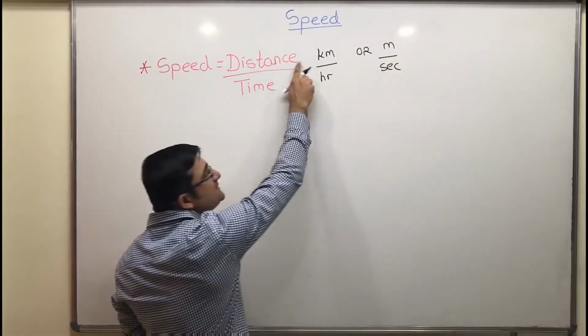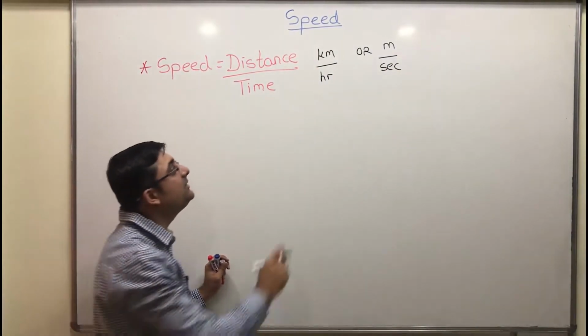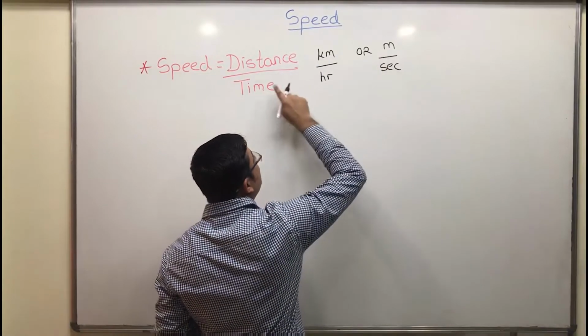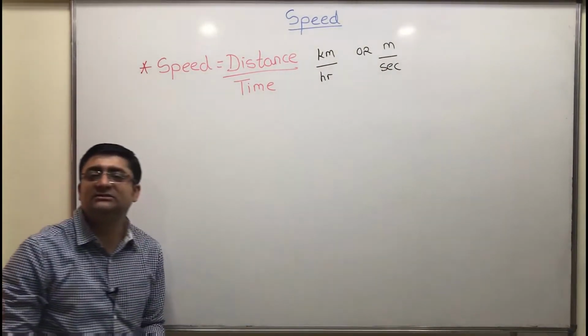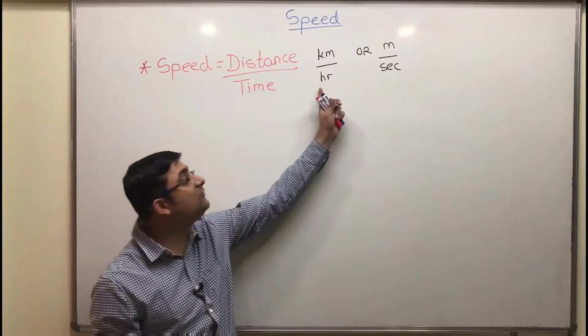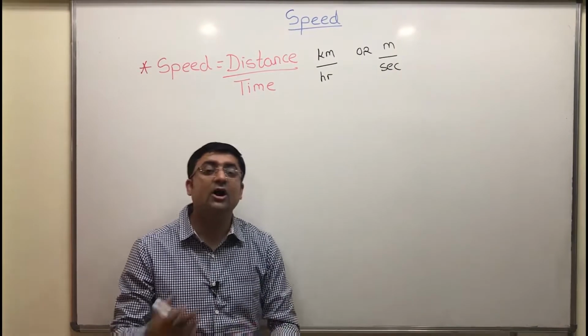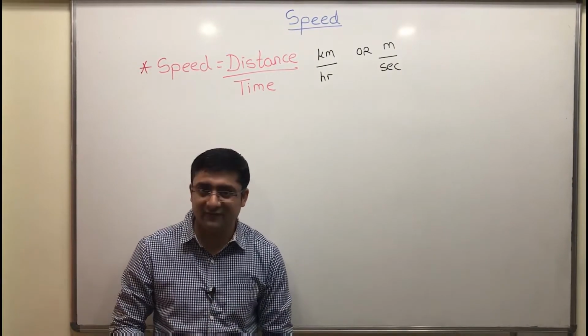So if you take distance in kilometers and time in hours, you'll get the speed in kilometers per hour. And if you take distance in meters and time in seconds, you'll get the answer in meter per second. Now in this video, we're going to learn how we convert between these two. That means let's say I give you a speed in kilometers per hour. How do you convert it in meter per second and vice versa?